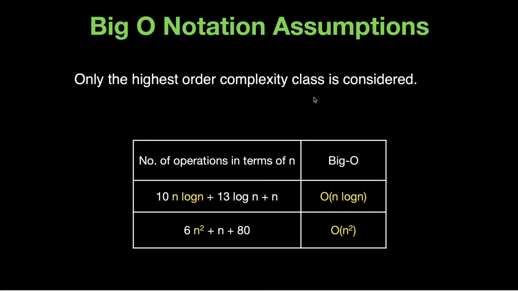Another assumption Big O notation makes is that when there is more than one term, the highest order term will be the algorithmic complexity. So here, n log n and there are 3 terms, right? But here the Big O complexity will actually be n log n, because it is the highest order term. In the second one, 6n squared plus n plus 80, the algorithmic complexity will be O of n squared, because it is the highest order term in our number of operations.